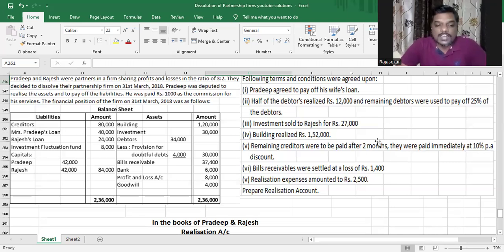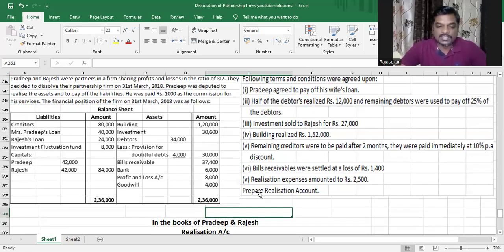Okay. The financial position of the firm is: creditors are there, Mrs. Pradeep's loan is there, Rajesh's loan is there, investment fluctuation fund is there, capitals are there, building is there, investment is there, debtors, provision for doubtful debts, bills receivable, bank, P&L account, goodwill, intangible asset is also there. As I told you, every sample question paper problem will teach you something. So it is very important to solve.